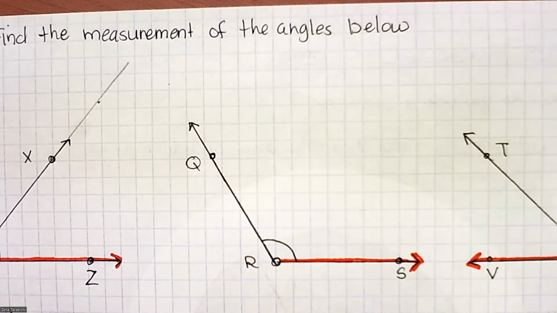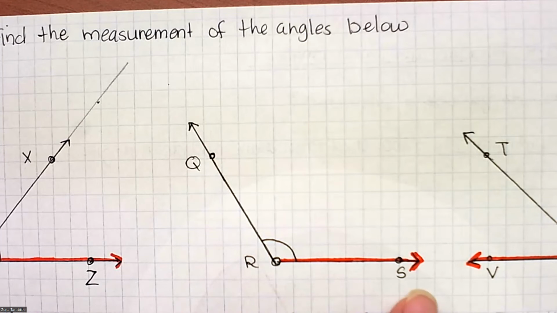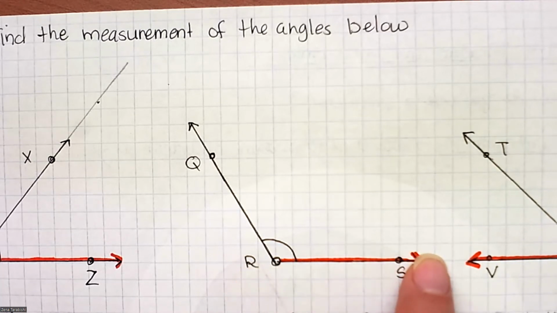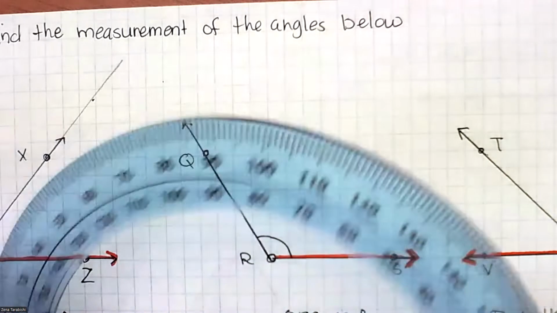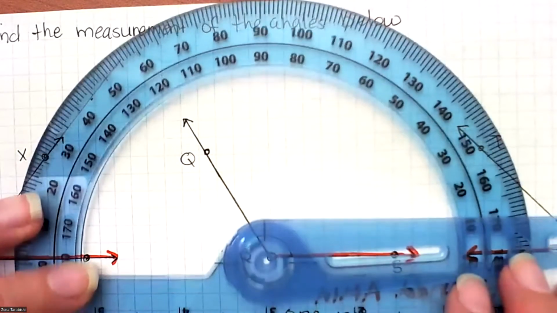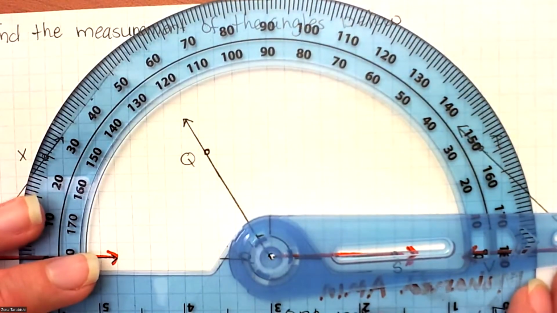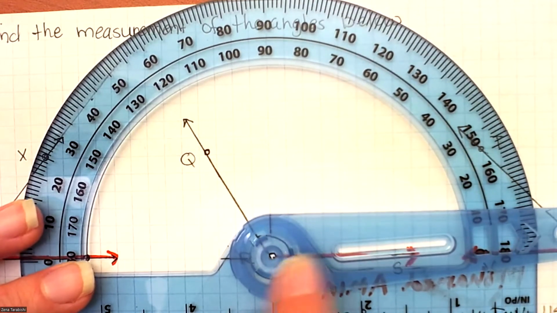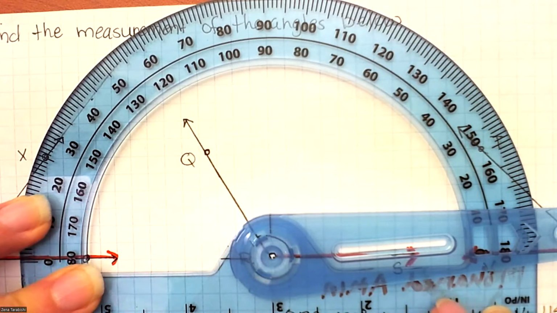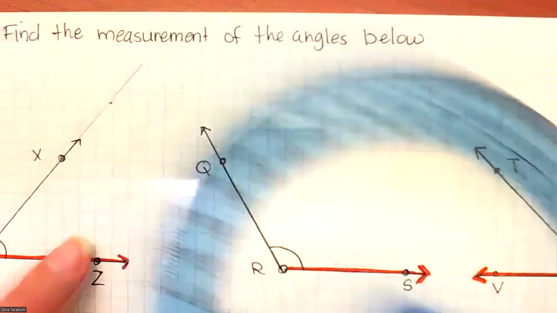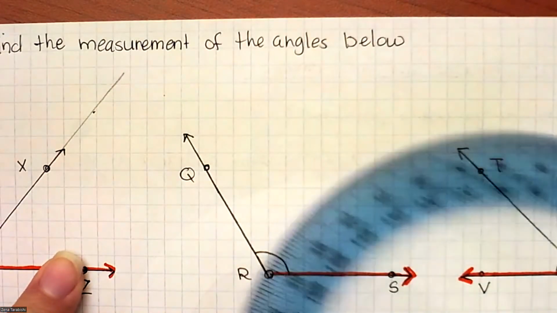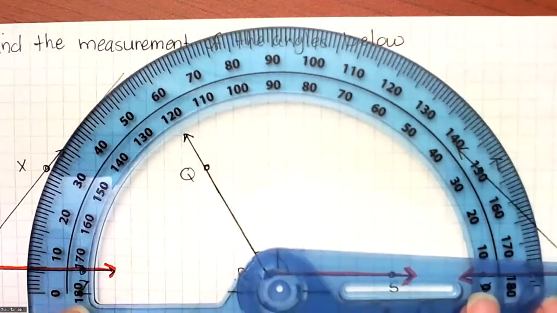Now for my next angle, I have angle QRS. For angle QRS, I see that the vertex, or that shared endpoint, is point R, and I see that it's pointing to the right. So I'm going to take my protractor, same thing. I'm going to line it up with this line right here. I'm going to make sure I get my vertex in that hole or opening for the vertex right there. And I can see right away before I measure that this is an obtuse angle. It's open bigger than a 90-degree angle. So I know it's going to measure more than 90 degrees.